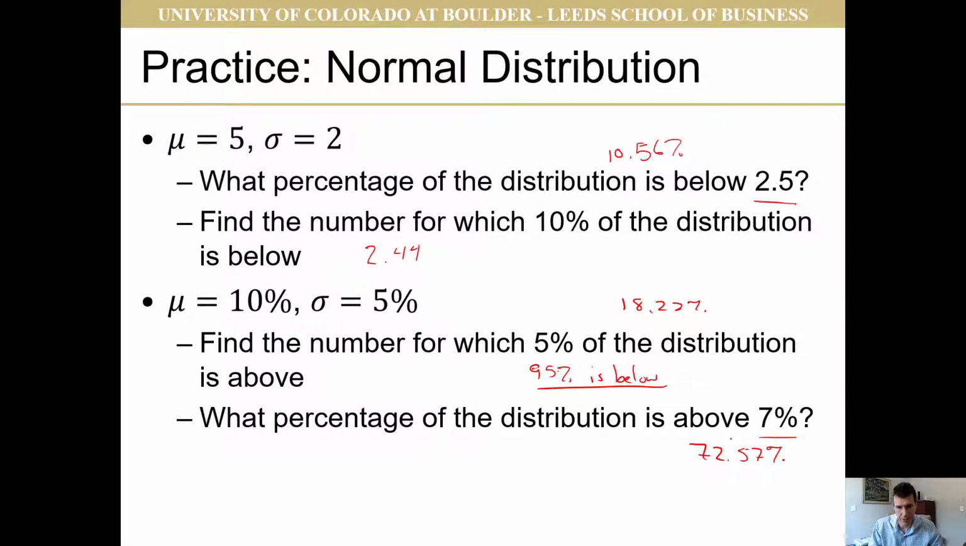72.57%, right? Norm.dist gives us what percentage is below. We want above, so we have to do 1 minus norm.dist.